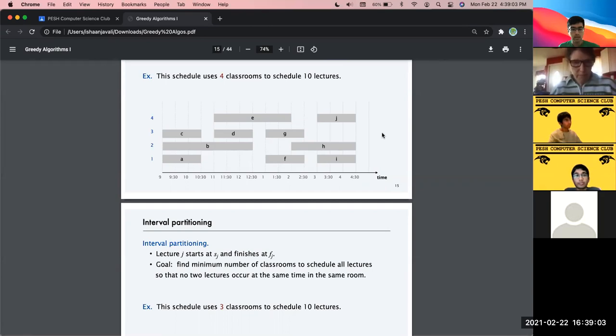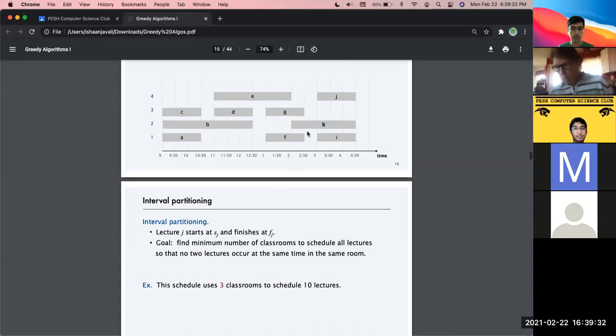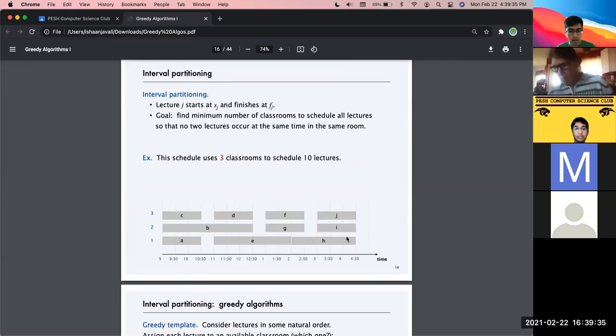So what Matthew said was the minimum number of rooms that we're going to need is the maximum number of overlaps at any given time. So you can see at time 10, there are exactly three overlaps. At time 11:30, there's three overlaps. At every single time, there are at most three overlaps. If H had started a little earlier at 1:30, then at time 1:30, there would be four overlapping intervals. So we need at least four rooms. But as it is, at most, there's only three overlapping intervals. And that's why the answer is three.